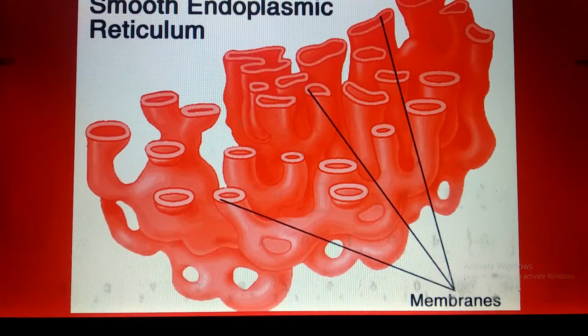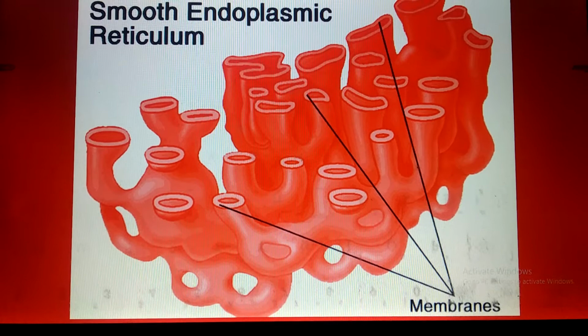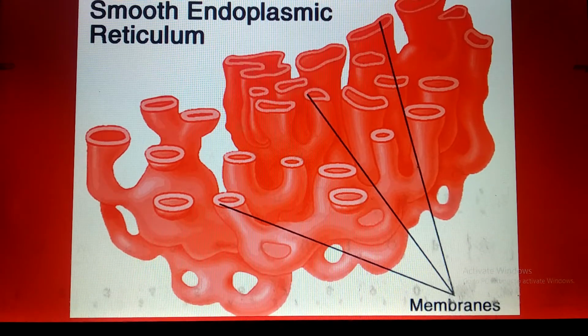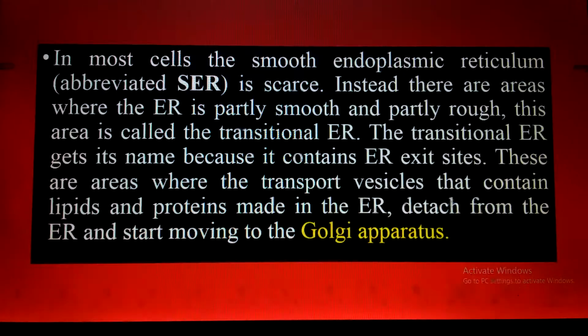First of all, I'm going to share the knowledge related to the smooth endoplasmic reticulum. So what is the smooth type of endoplasmic reticulum? As I have shown you, the smooth type is without ribosomes, and in most cells the smooth endoplasmic reticulum, abbreviated as SER, is scarce. Instead, there are areas where the endoplasmic reticulum is partially smooth and partially rough, like a junction. This area is called the transitional endoplasmic reticulum. Why is it called transitional? Because here it is partially smooth and partially rough.